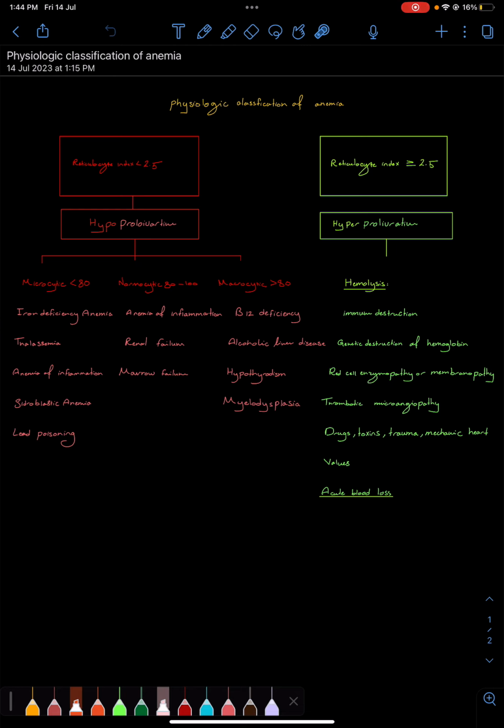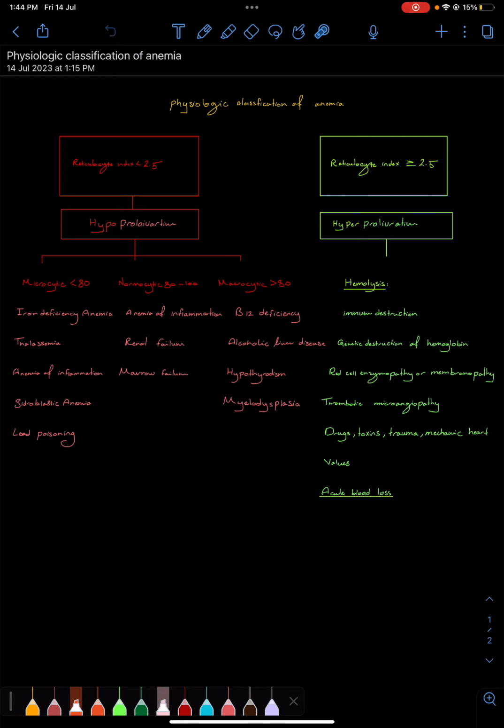Hypoproliferative is further categorized by MCV: microcytic, less than 80, normocytic, between 80 to 100, and macrocytic, more than 100 in terms of MCV. So these are all considered hypoproliferative, which means the reticulocyte index is going to be less than 2.5, which means fewer reticulocytes are produced.